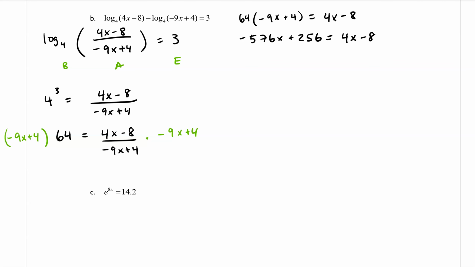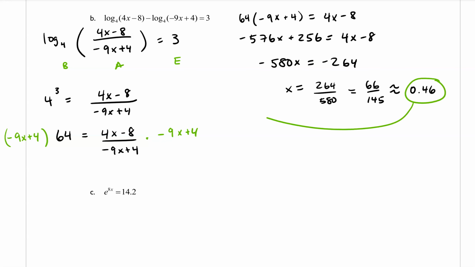And then I can combine like terms on both sides of the equation, and we'll get negative 580x is equal to negative 264. And if I divide by negative 580 on both sides, we'll get 264 over 580. If you reduce that, that's 66 over 145. And if you throw that into your calculator, it's approximately 0.46. Now, will that work in our equation?